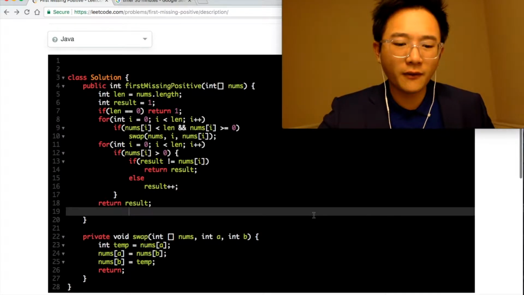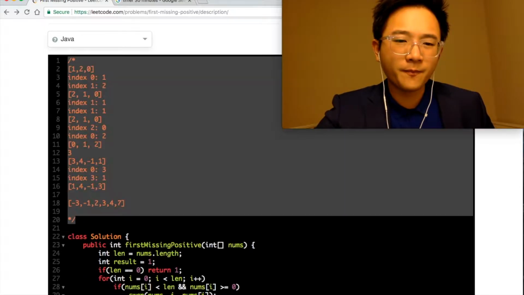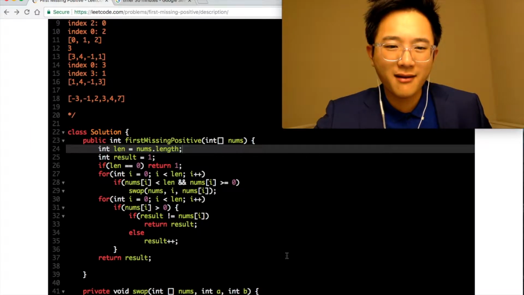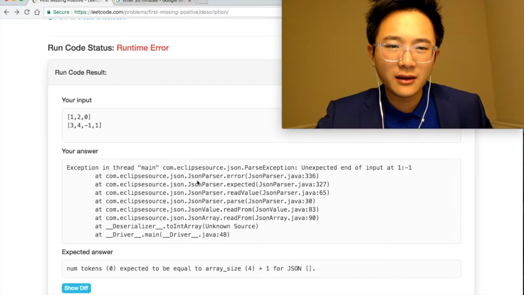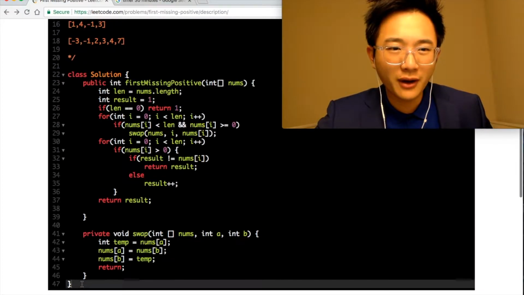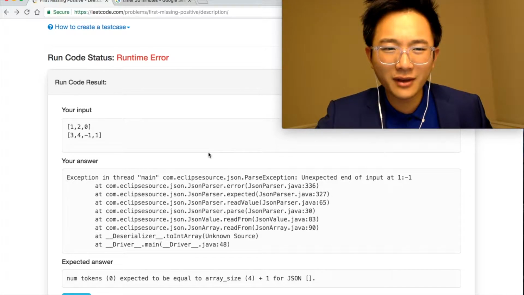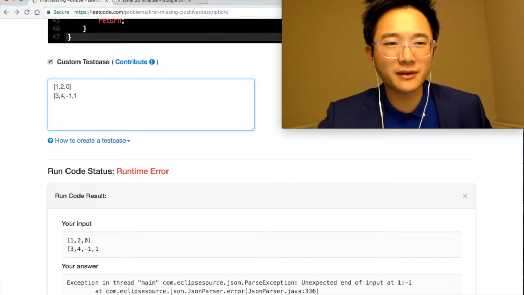No, not because of that. What the heck is happening? What the heck? I don't even know what's going on, man. What the heck is it? Exception in thread. Well, eclipse pause in the expected end of input. Oh wait, I think that's because of this.